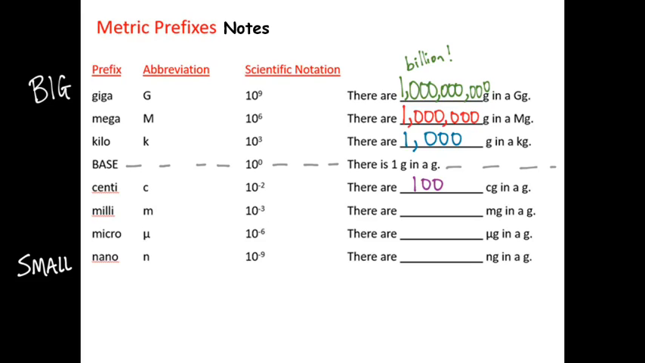All right, then we get to milli. Milli says 10 to the negative third. There are 1,000 little milligrams in a gram. So a milligram might be like a grain of salt, or a few grains of salt would be a milligram. We're on a really, really small mass now.